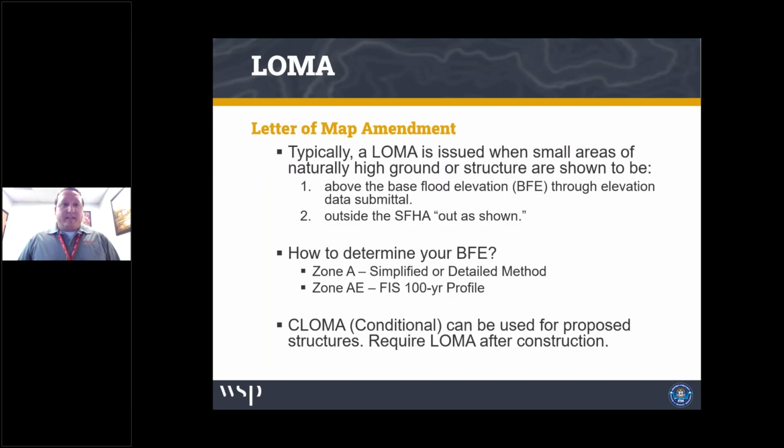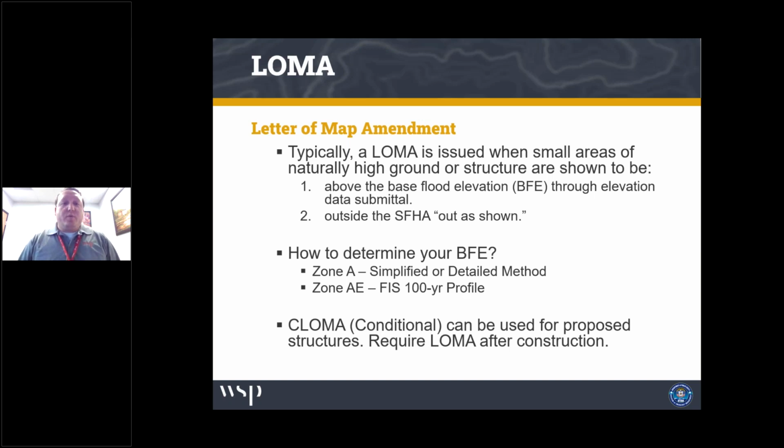Okay, so let's talk about a LOMA, a letter of map amendment, and then we're going to look at a quick example of this. Typically a LOMA is issued when small areas of natural ground or structures are shown, through elevation data, to be above the base flood elevation and outside of the special flood hazard area, which is considered out as shown.